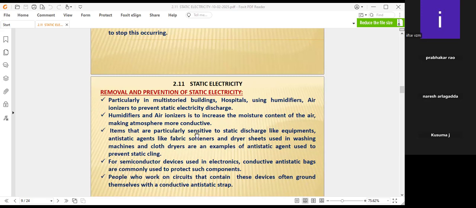This will be discussed in the coming slides. What are humidifiers? What are air ionizers? They are used to arrest static electricity leaks, whether the charge is coming from lightning or from the electric charge in your buildings. Humidifiers and air ionizers increase the moisture content of the air, making the atmosphere more conductive.